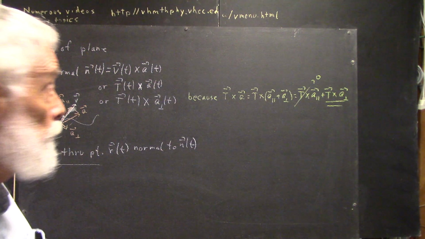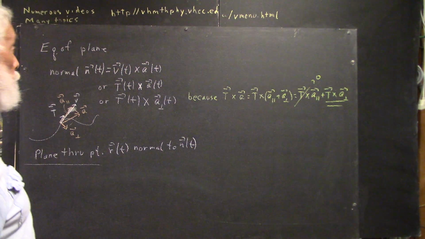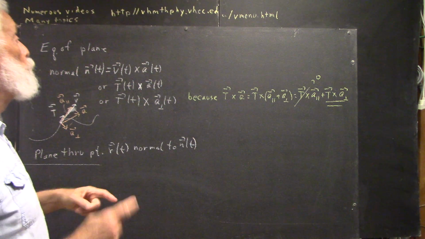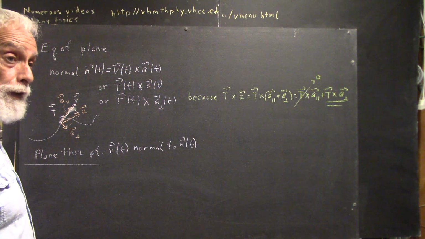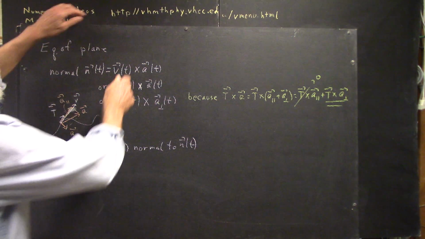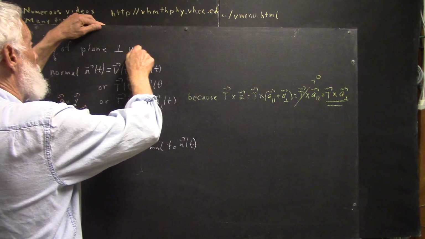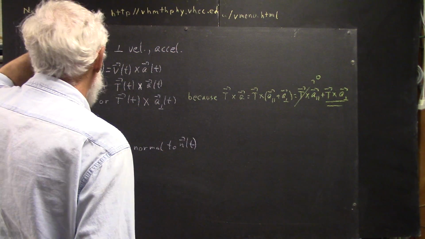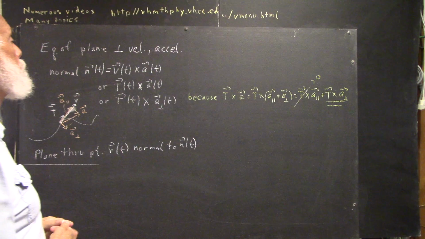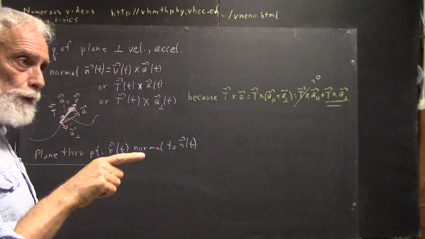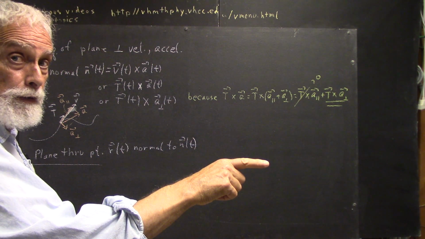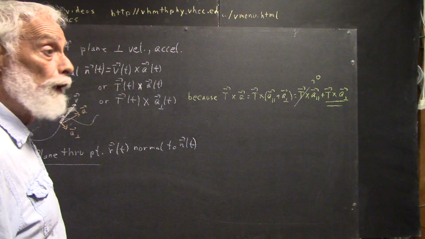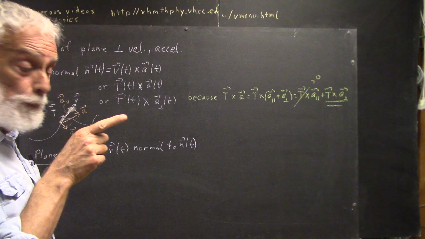Now we're asked to find the equation of the plane that's perpendicular to the two components of the acceleration vector. Okay? So it's perpendicular to velocity and acceleration. Well, unless the velocity and acceleration happen to be parallel, then we can take the cross product of those two vectors.